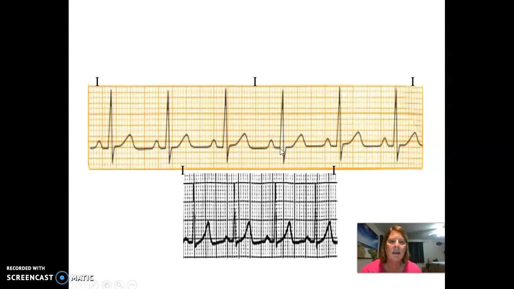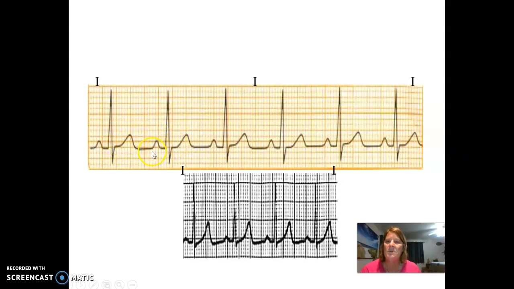My QRS, from the beginning of the QRS to the end of it, it looks here, and again, if you can find one that's just starting on a line, it works best. I have 1, 2, looks like just a hair over 2 boxes, and 2 boxes would be 0.08, so it's right around 0.08, 0.10, so that's fine.